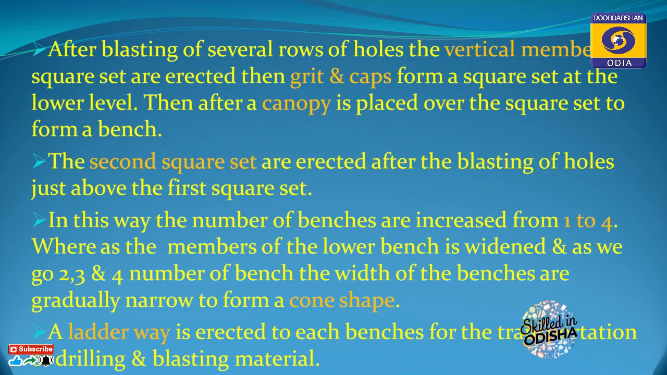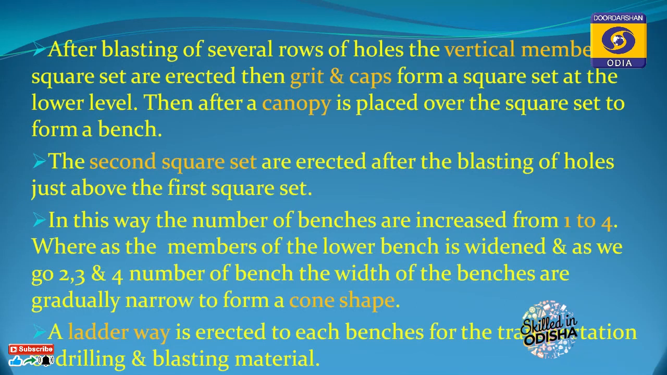Then a canopy is placed. Canopy means a platform is placed over the square set. The canopy is placed so that the metal will not fall into the square set. That's why a canopy is placed. And for another purpose, on that canopy, the worker can stand and drill over it. That is also one purpose of the canopy.